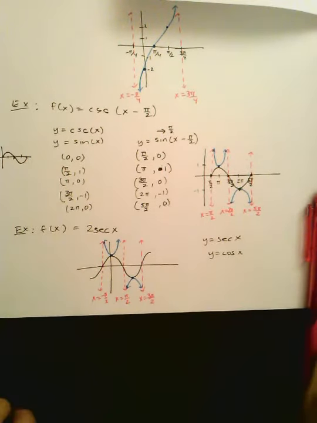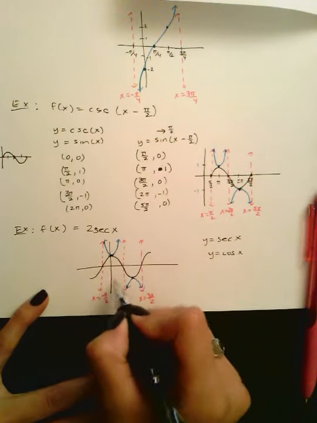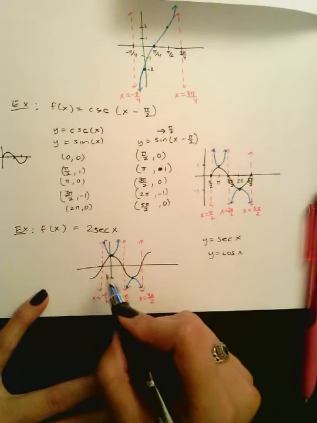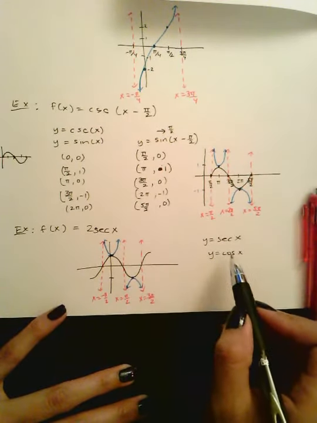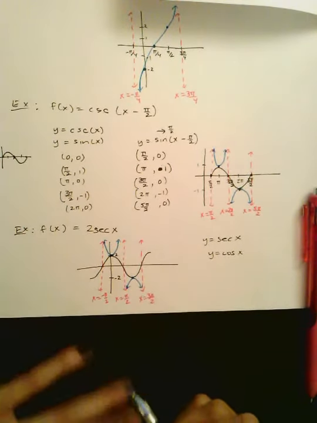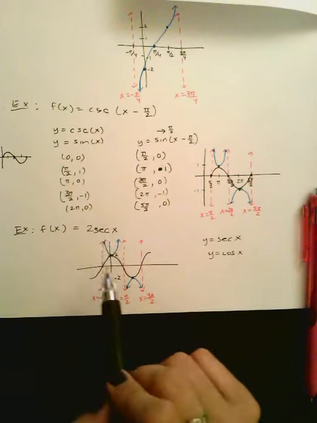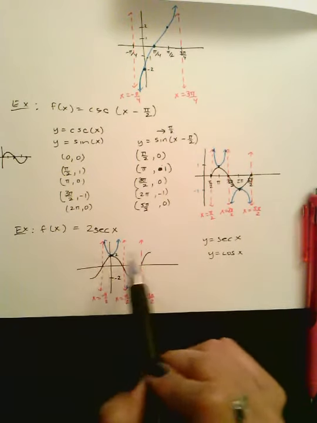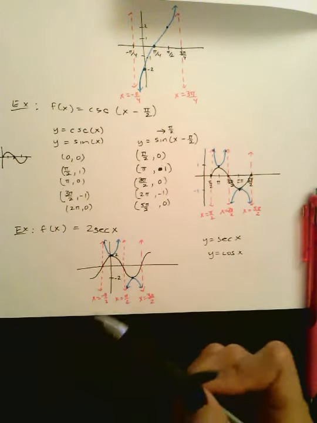But now the y values are not 1 and negative 1 as they would be for the original cosine function. Now they're going to be at 2 and negative 2. So then the graph for 2 secant of x goes above the 2 and below the negative 2.